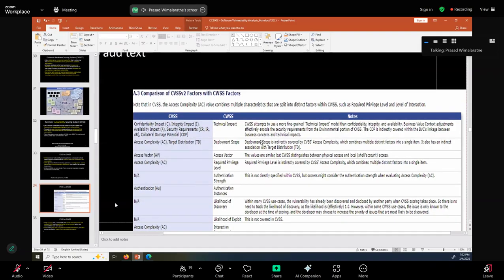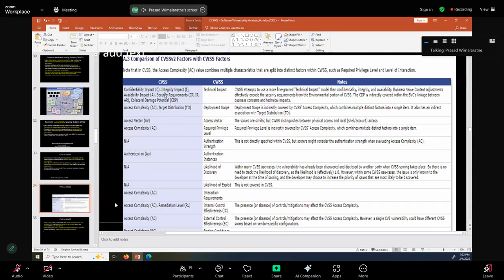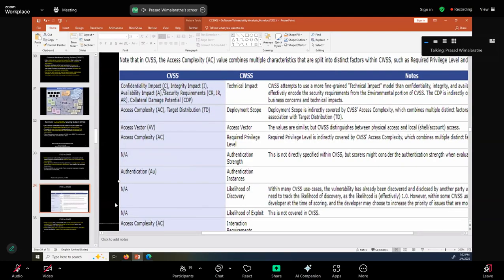In this example, we have 4 right now. If we zoom in a little bit, you can see this confidentiality impact, integrity impact, availability, security requirements, the damage potential, like a couple of dimensions when it comes to CVSS. But when it comes to CWSS, we talk about the technical impact. So it has a similarity.